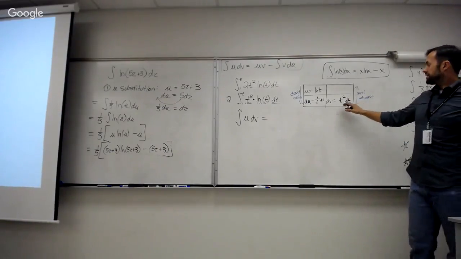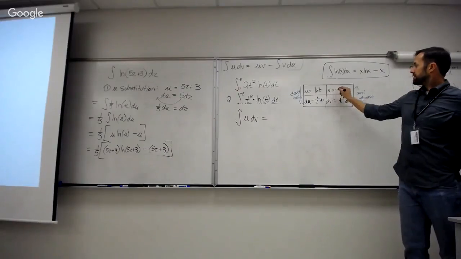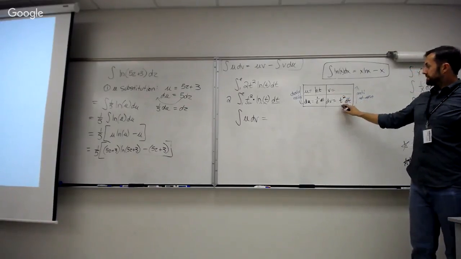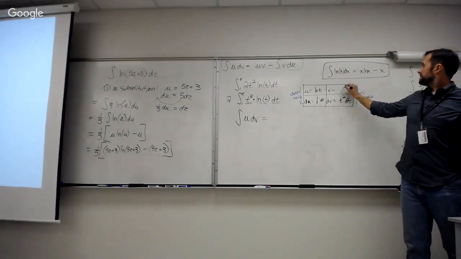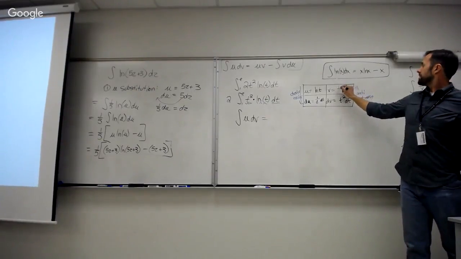And now how about the antiderivative? Well, the antiderivative of dv is v. The antiderivative of t squared is what? What's the power rule say? Add 1 and then divide by the result. So would that be t cubed with a 1/3 out front?